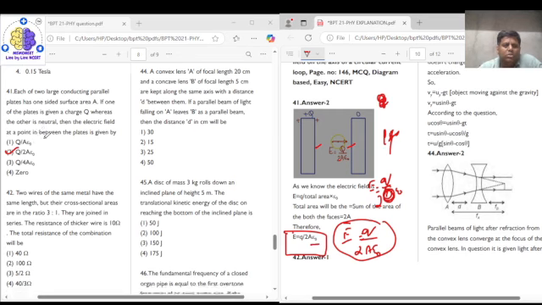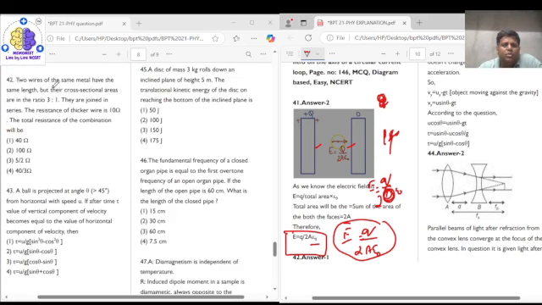Now coming to question number 42. Two wires of the same metal have the same length, but their cross-sectional areas are in the ratio 3:1. They are joined in series. The resistance of the thicker wire is 10 ohm. The total resistance of the combination will be.